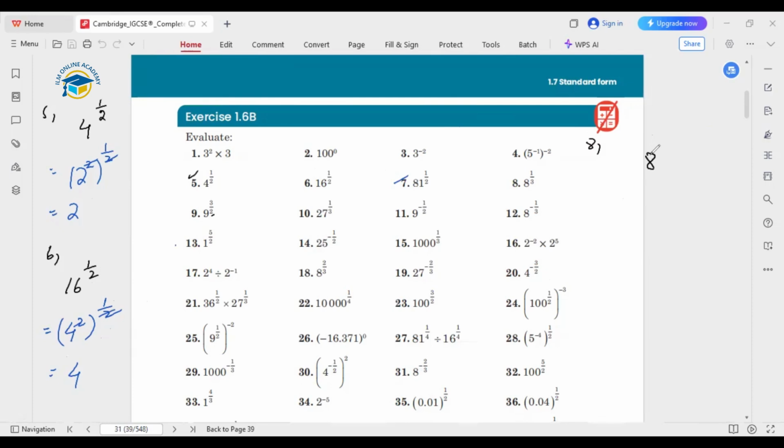8th one, we have 8 raised to the power 1 by 3. 8 basically you can write 2 raised to the power 3. Okay. This is basically 8. Like if I'm going to make 8 as factors, so 2 4 times, 2 2 times, 2 1 times. So 2 raised to the power 3 will make us 8. So this 1 by 3 you can write outside of the bracket, and cancelling the 3's together, you are left with the 2 only. Okay.